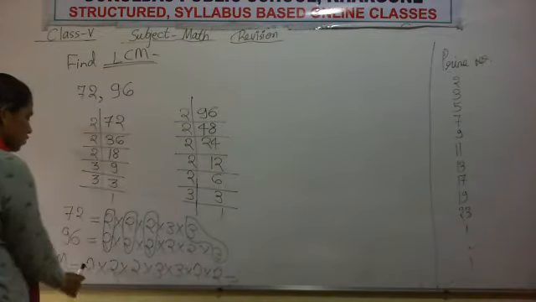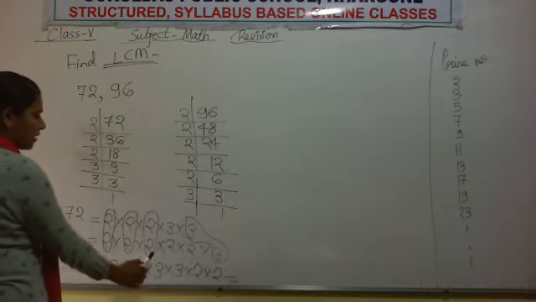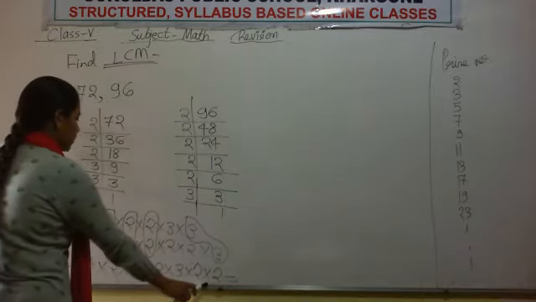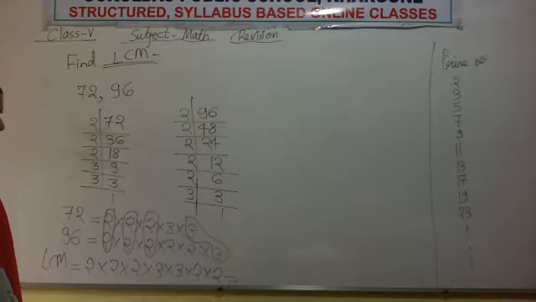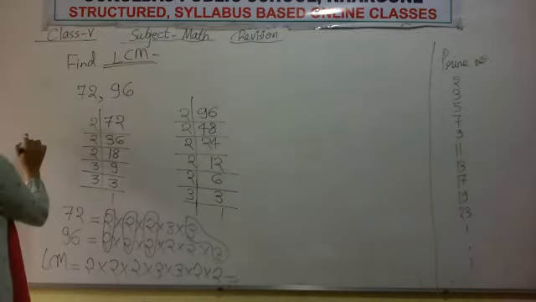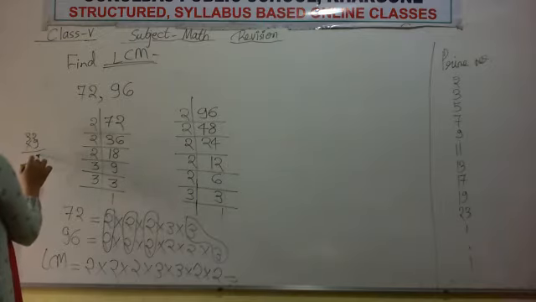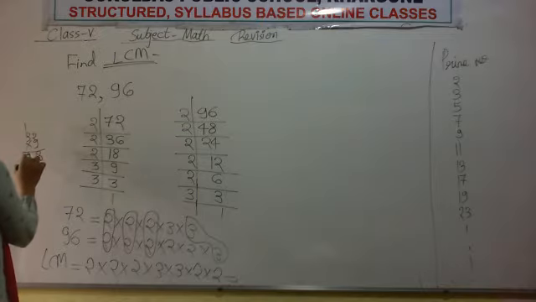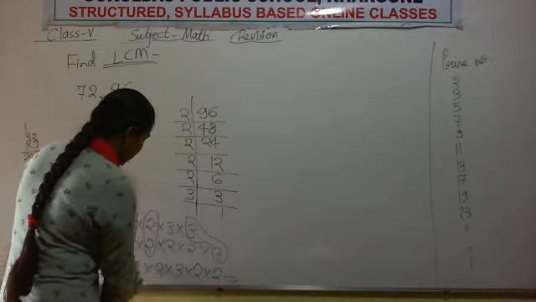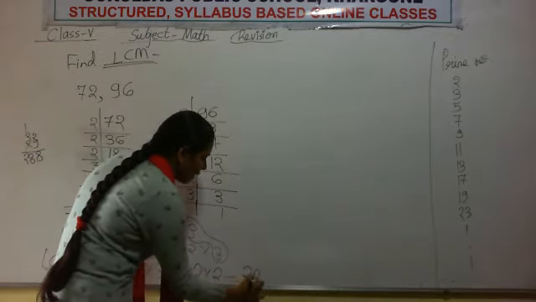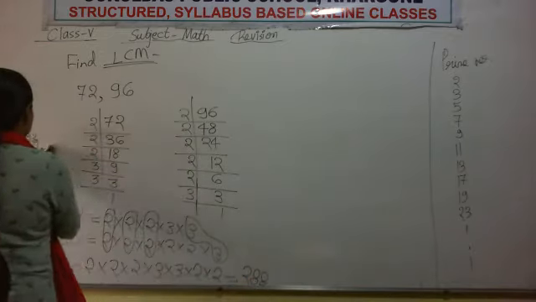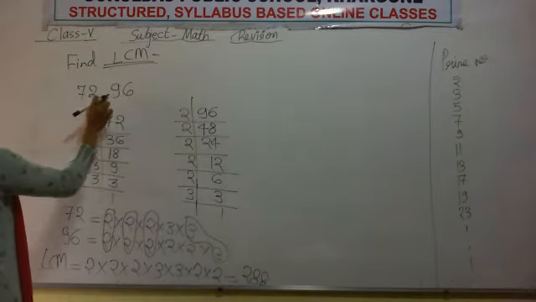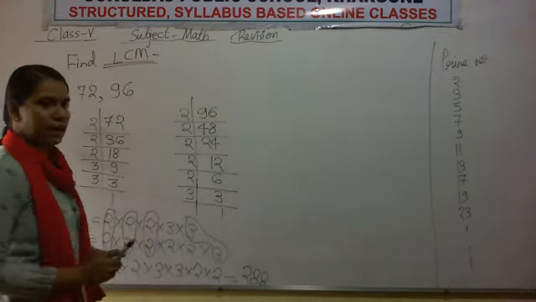Now multiply all these. 2 2s are 4, 4 2s are 8, 8 4s are 32, 32 into 9, 9 2s are 18, 1 carry forward, 9 3s are 27 or 1 28. So when we multiply all these, our result is 288. So LCM of 72 and 96 is 288.